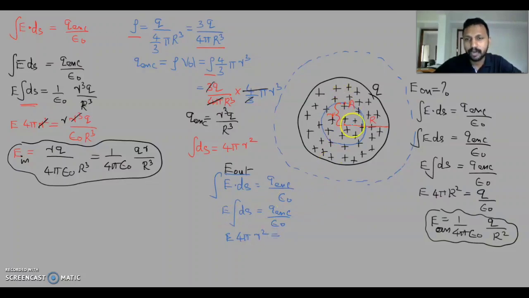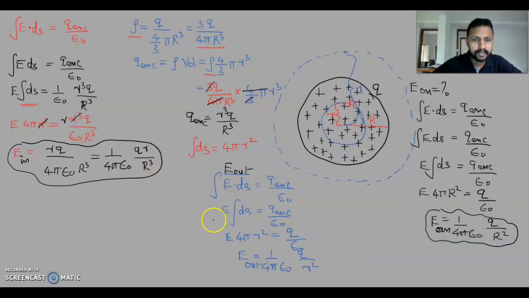In this case, small r should be the distance from center to this point. In the outside region, this is regarded as small r. Q enclosed will be Q itself, since the total charge enclosed by this blue dotted sphere should be Q itself, therefore Q by epsilon 0, and we will get E is equal to 1 by 4 pi epsilon 0 Q by small r square. This is the formula for E outside.